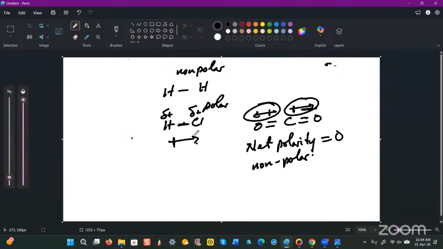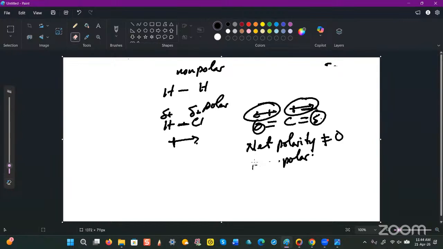Now let me just say this as well. Let's say I were to replace this oxygen with a different atom. Let's say I replace it with a sulfur atom. All right? Now, because the sulfur here is different from the oxygen, what that means is that this polarity here will be different from this one. And therefore, they won't cancel out each other. And if they don't cancel out each other, that means that the net polarity would be a non-zero value, which means that the molecule would be polar.